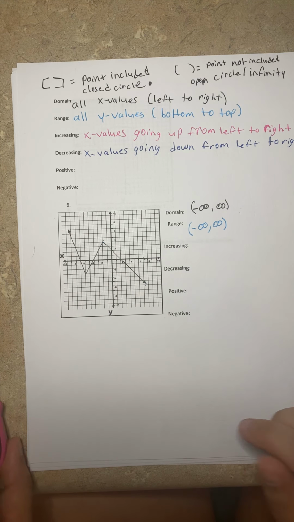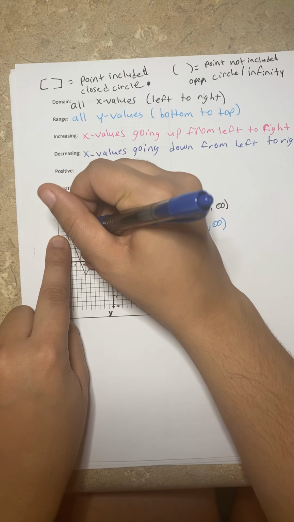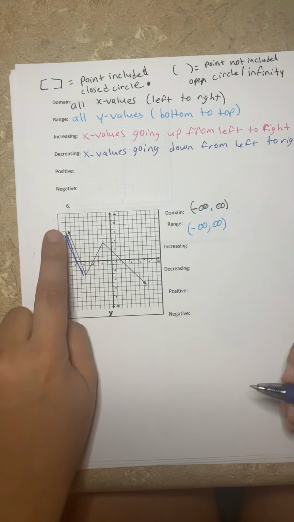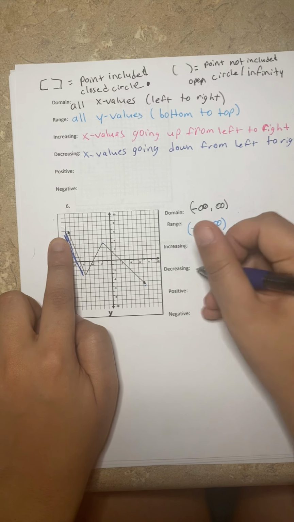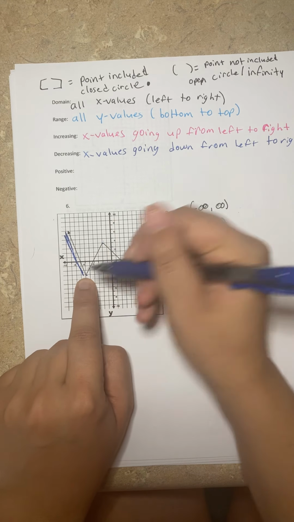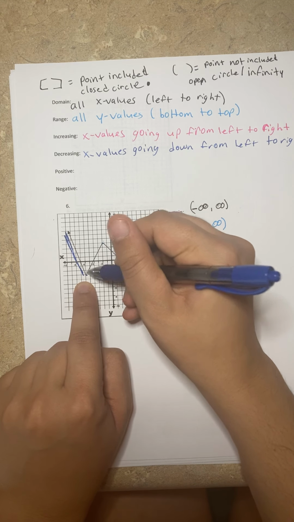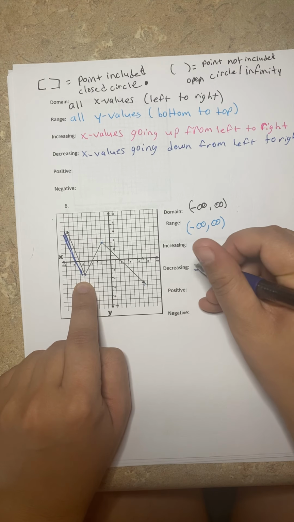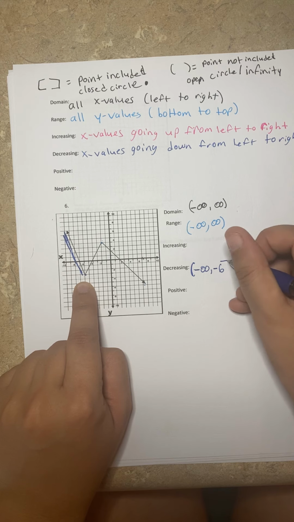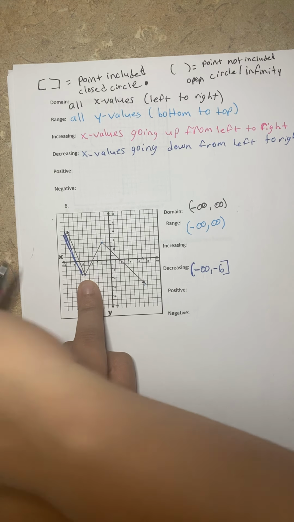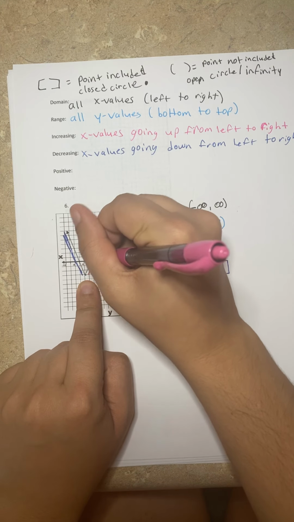So I'm going to start with my decreasing, going from left to right. It's decreasing this whole entire time right here, and I have an arrow all the way to the far left. So that means from negative infinity until I get to this point right here, which is at -6, it's decreasing. So from negative infinity to -6, I'm decreasing. So I'm going to put parentheses for negative infinity and then a bracket for -6 because that point's included. But from there, my graph goes back up.